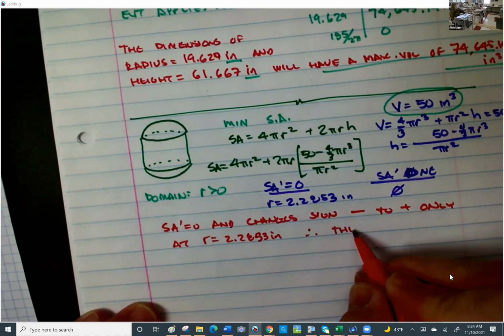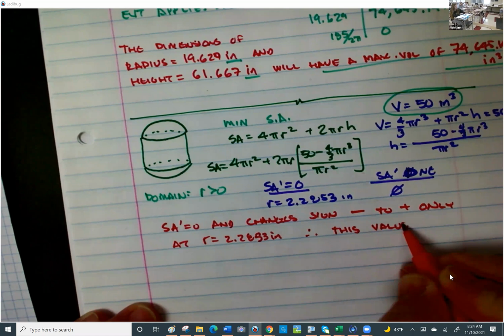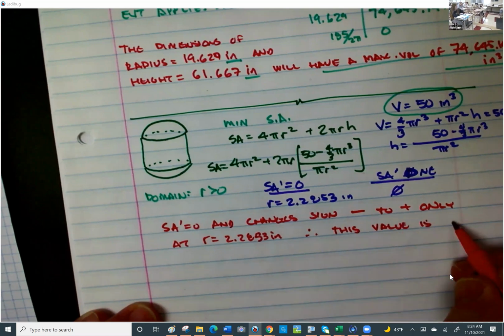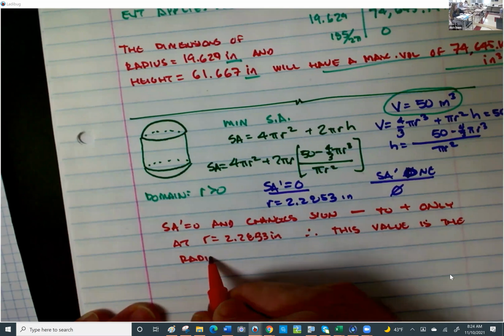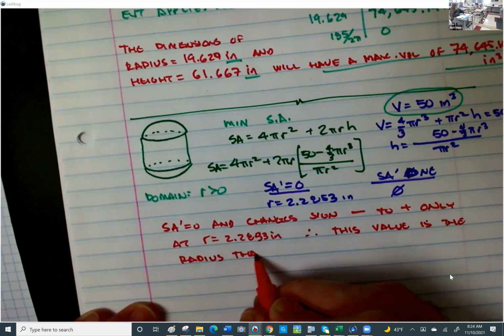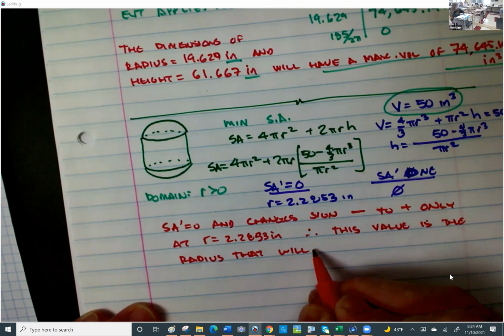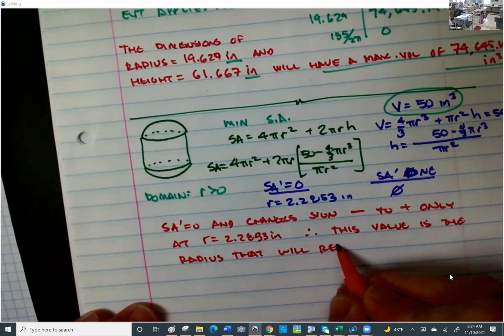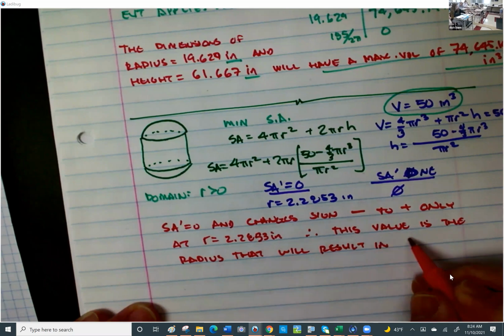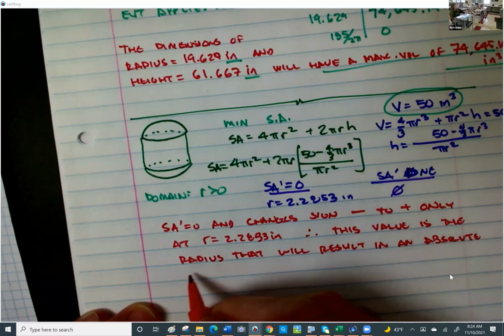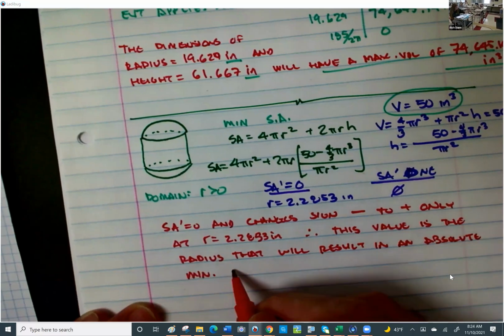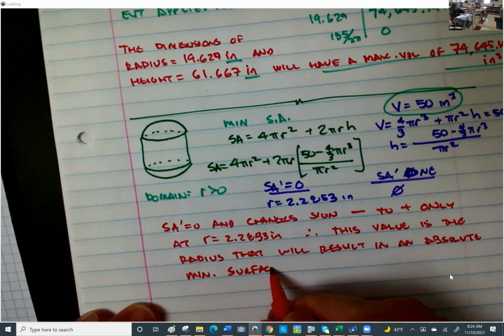this value is the radius that will result in an absolute minimum surface area.